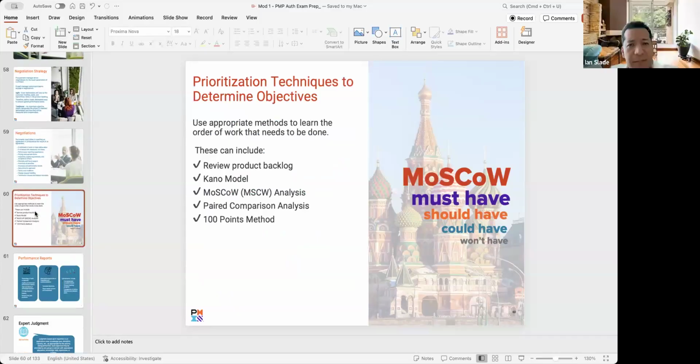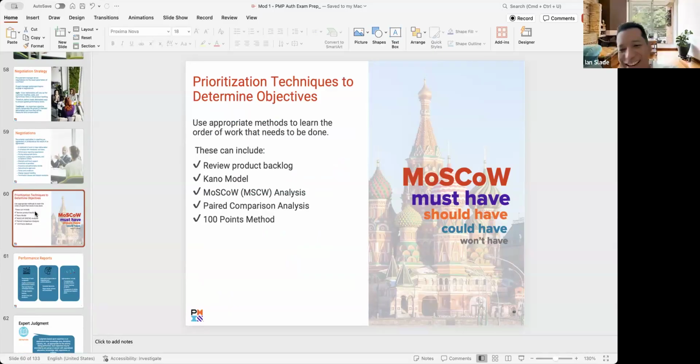Prioritization techniques. Has anyone been to Cold Stone ice cream lately? Or you still remember the sizing? There's nice to have, want to have, must have, like the biggest one, right?